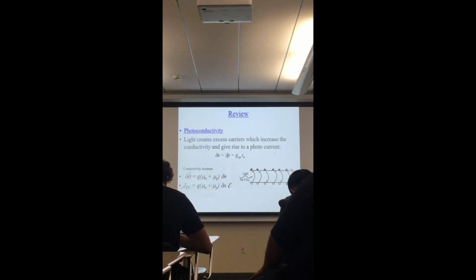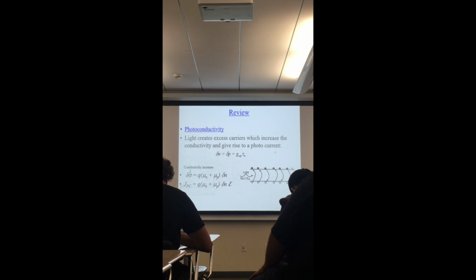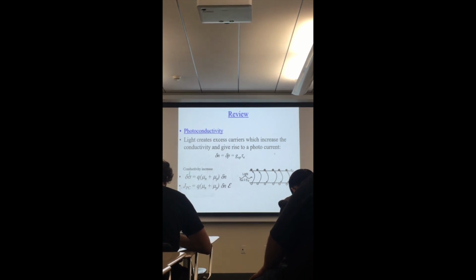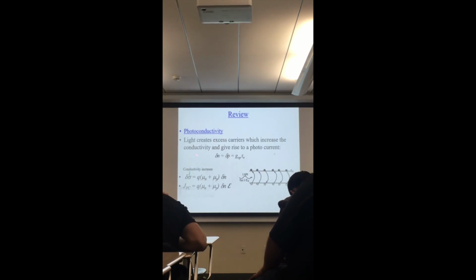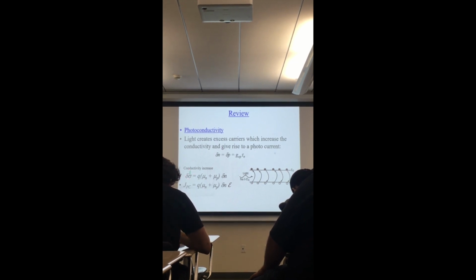And we also introduced this photoconductivity. So this is because this light can create excess carriers, and these excess carriers can increase the conductivity. So then we can calculate the conductivity increase, delta sigma. So it's basically due to the enhanced carrier concentration, delta n. And we also can calculate this photoconductivity. Basically this conductivity increase times the electric field.